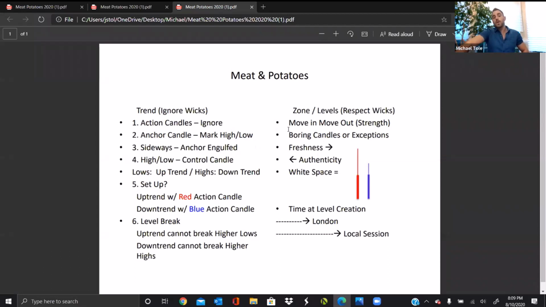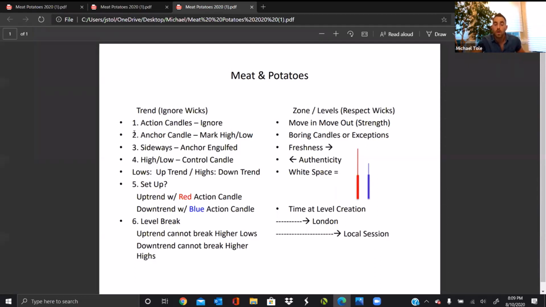So starting with what we call the left side, this is to identify trend. You'll see here on trend, it says ignore wicks. So in reference to the left side, when we're going over these trend rules, we're always going to be ignoring the wicks at this point. We'll be bringing the wicks back on the right side because they're incredibly, incredibly important. But for this phase, we are going to ignore the wicks.